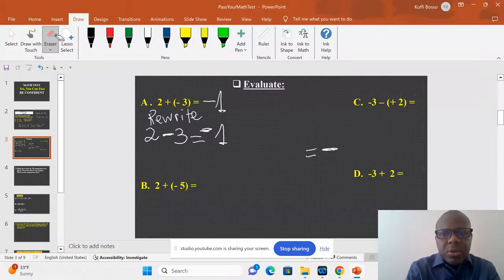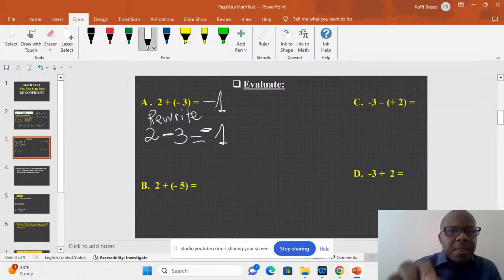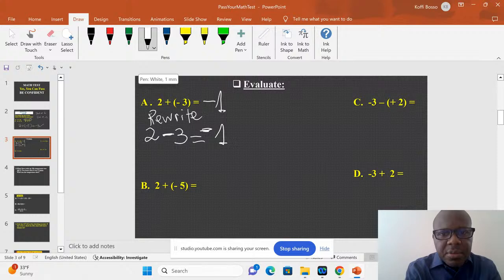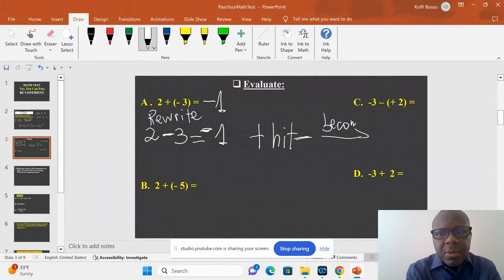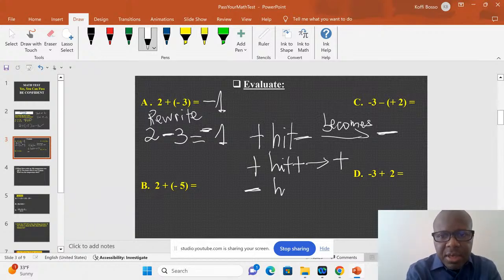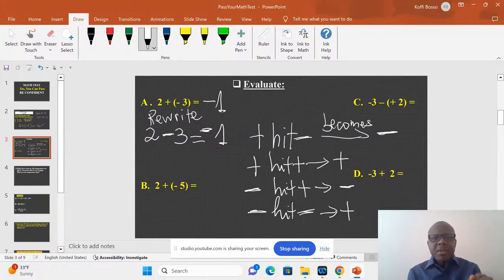Another way to understand it is that it's like you have a positive sign, and that positive sign hits a negative sign, and that becomes negative. So if I have a positive sign and I hit another positive sign, I will get a positive sign. If I have a negative sign and I hit a positive sign, that gives me negative. And if I have a negative sign and I hit another negative sign, that turns to positive. Okay, therefore, let's see B.